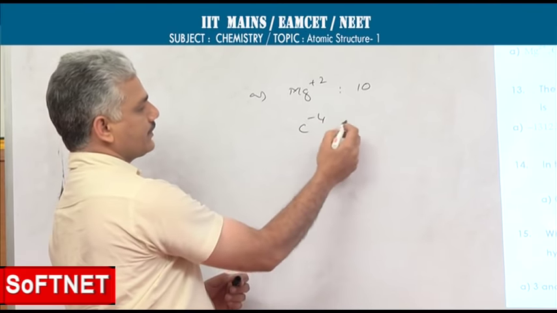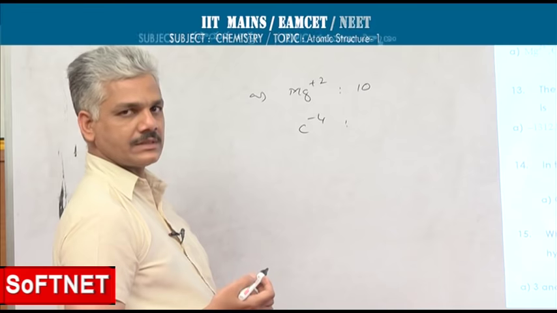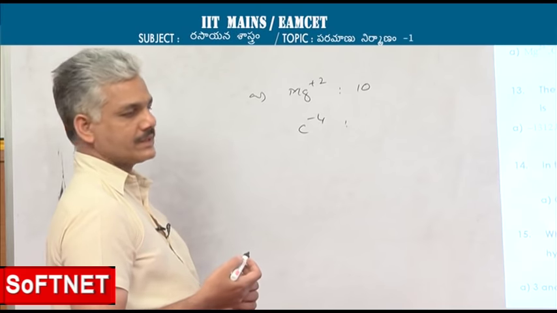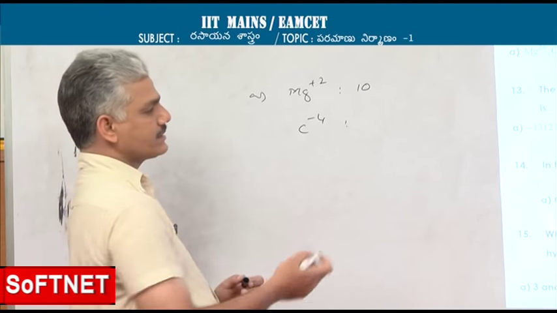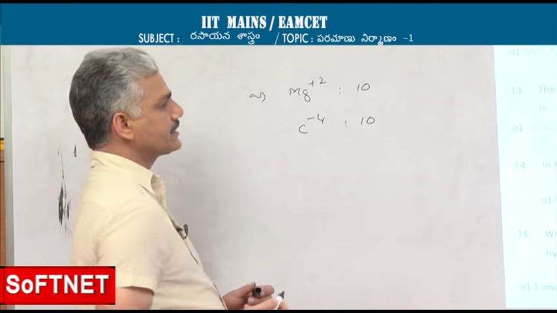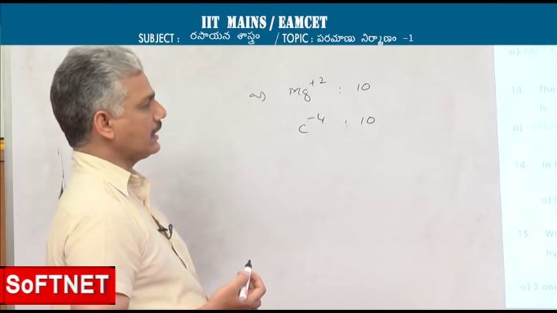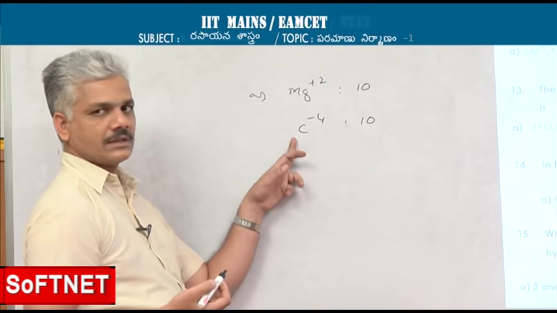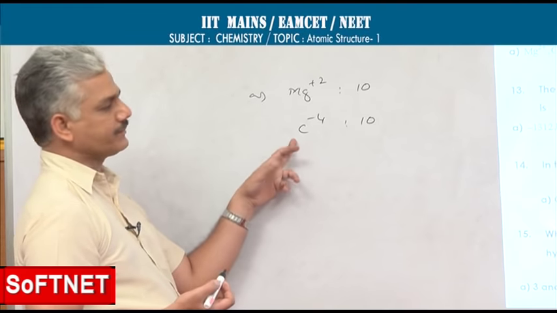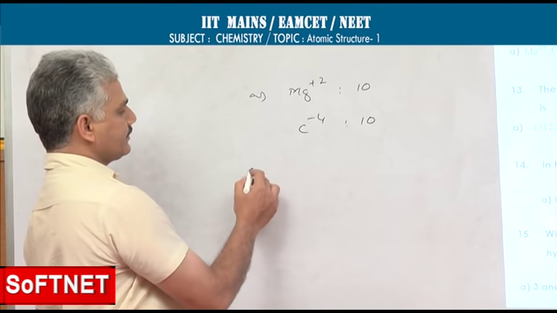C minus 4, carbon atomic number is 6. C minus 4 means it has gained 4 electrons. So, total number of electrons with C minus 4 are 10. So, this is isoelectronic in nature. So, this is not the correct answer.